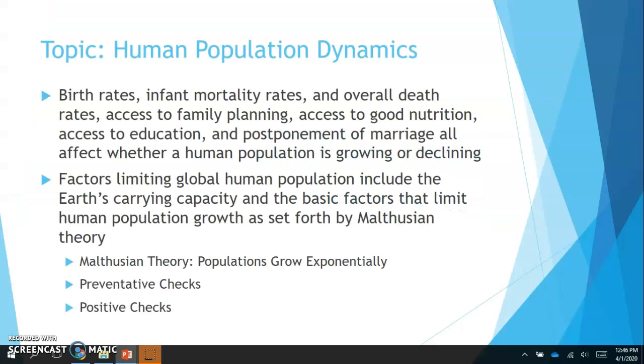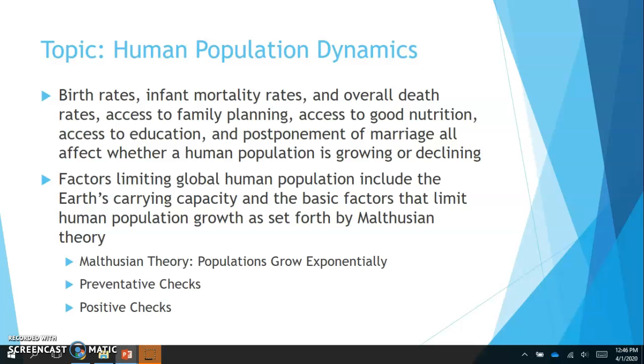So we're going to go over human population dynamics today. So we did the population pyramids yesterday. Today is about demographic transition. So remember that birth rates, infant mortality rates, and overall death rates, access to family planning, access to good nutrition, access to education, and postponement of marriage all affect whether a human population is growing or declining, which makes sense, right? Because we know that when women are educated, when they wait longer to get married and wait longer to have children, they have less children.